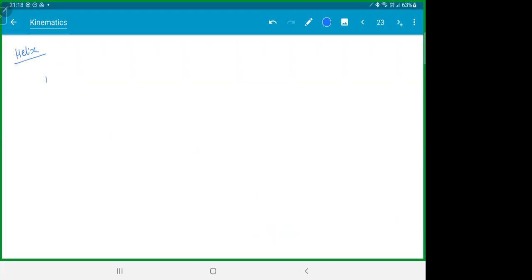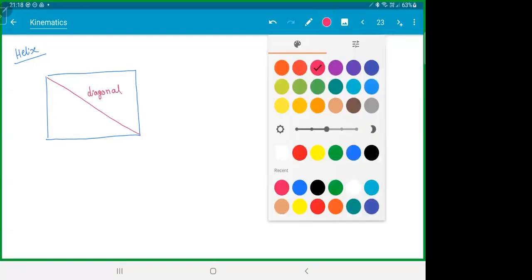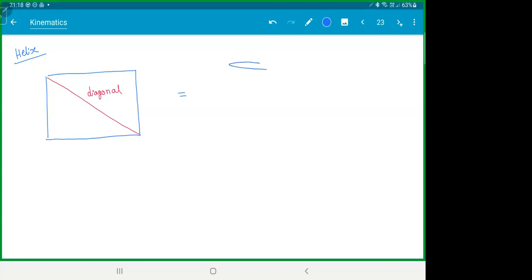So what's a helix? Best thing, you must have seen a screw. The threadings are actually a helix. It's a good one. This you will encounter in at least 3 chapters, so better know the concept. If you take a rectangle and draw a diagonal, and if you fold this rectangle into a cylinder, then this red line will become something like this. This is a helix.